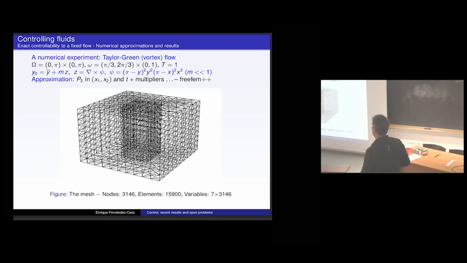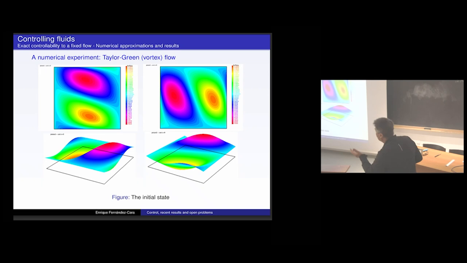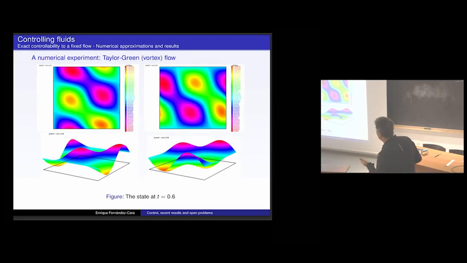This is the domain in this case. Again, two-dimensional, two dimensions in the base and time in the vertical axis. And this is the control domain. What is marked with a dark zone is the control domain. And we start from something really very different from Taylor-Green flow. These are the isolines of the initial state. This is at time t equal to 0.